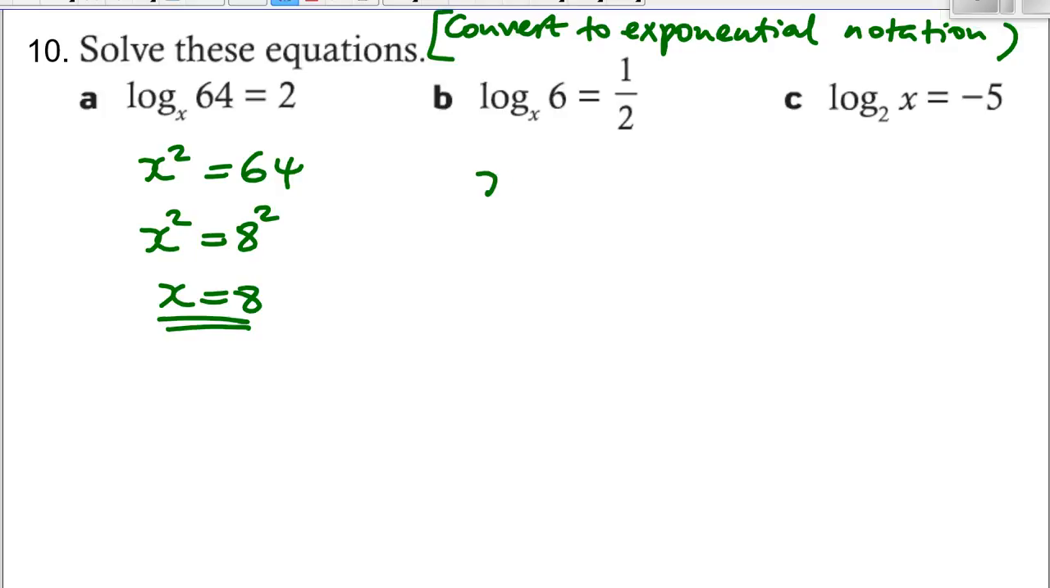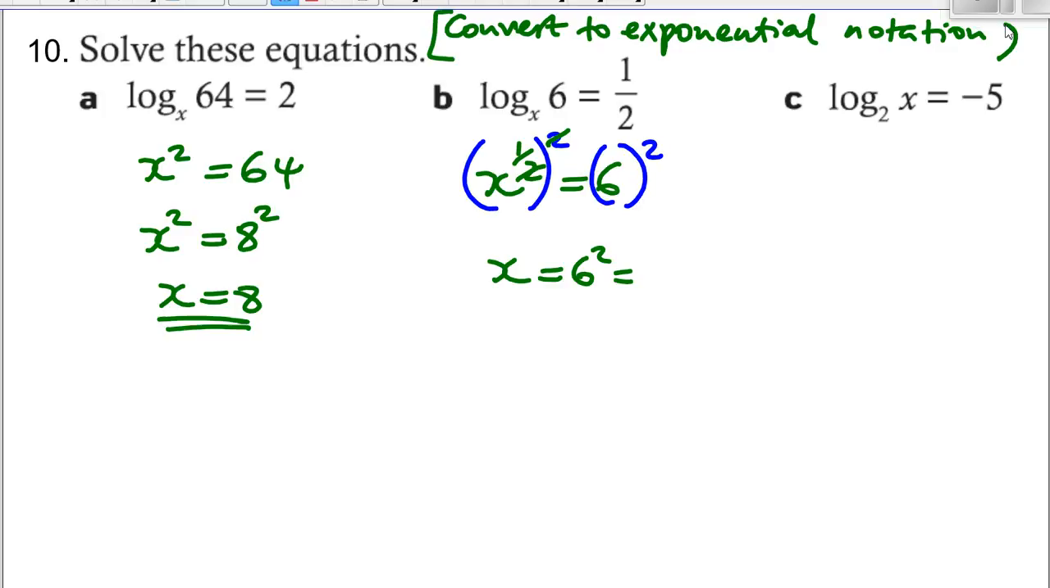Next question is x to the power a half is equals to 6. What you can do here is square both sides. So the opposite of halving is doubling. So what you'll end up with is this and these guys will cancel. Yeah, a half of 2 is 1. So x is equals to 6 squared, which is 36.